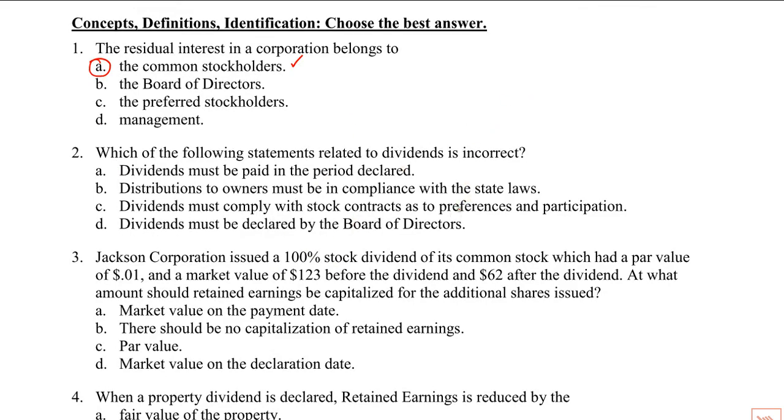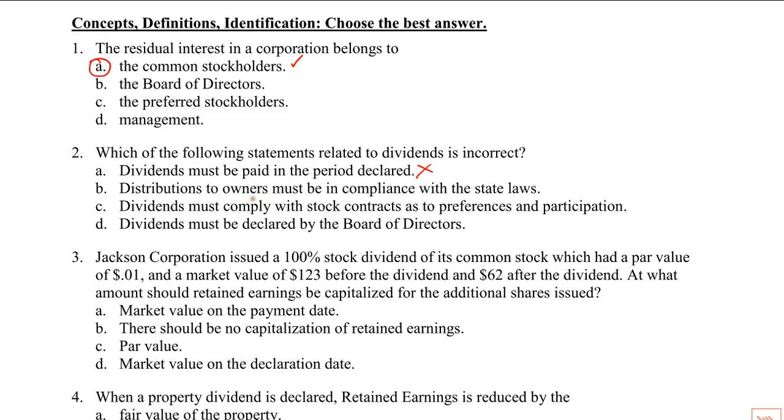Number 2. Which of the following statements related to dividends is correct? Dividends must be paid in the period declared. That is not true. You could declare them on December 31st and pay them in the next quarter. Distributions, so this is clearly incorrect. I suggest you approach each one as a true/false to try to eliminate as many as possible.